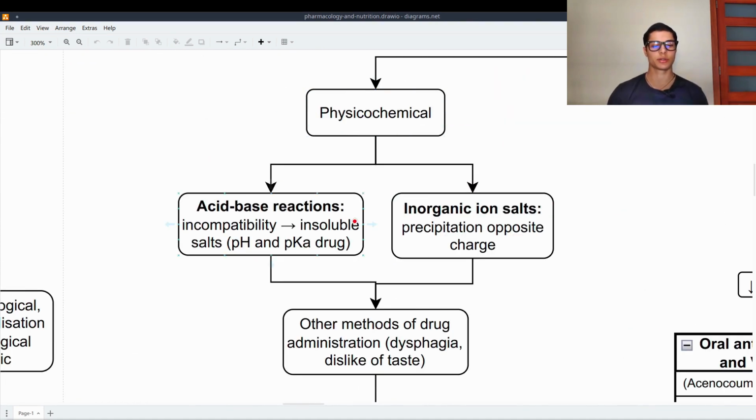Physicochemical: acid-base reactions, and inorganic ion salts. Acid-base reactions: incompatibility, insoluble salts, pH and pKa of the drug. This means that if I have an alkaline drug in an acidic medium, it will be incompatible. Therefore, I will create insoluble salts and not absorb the drug.